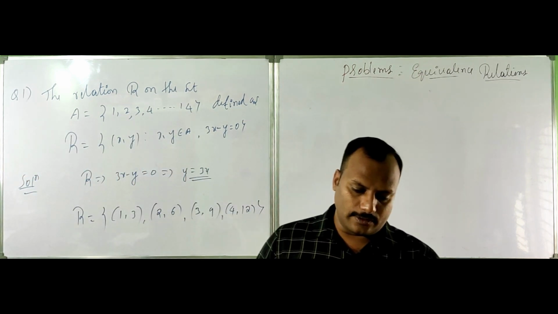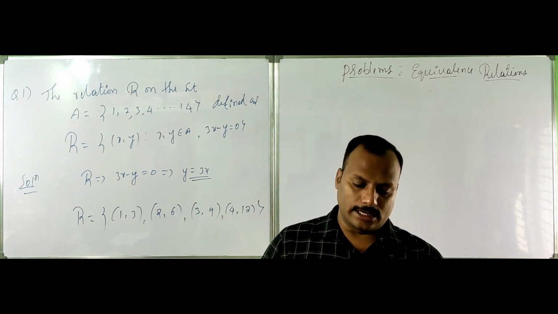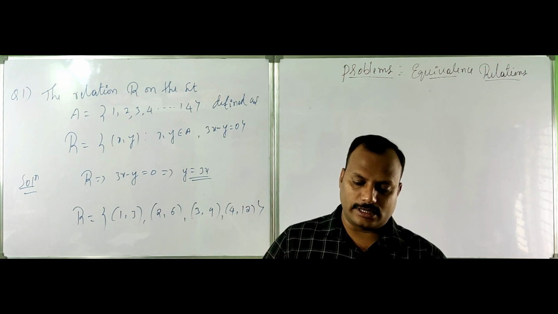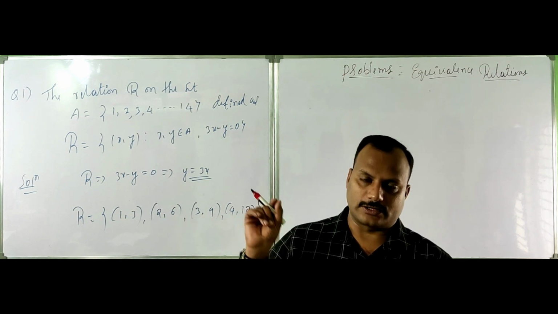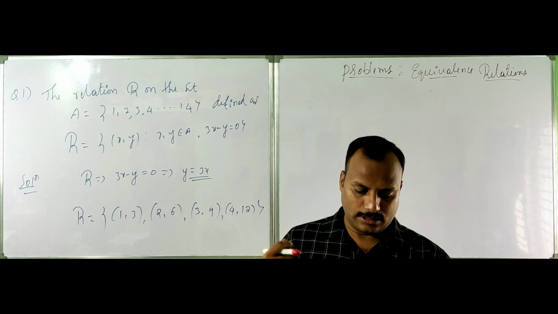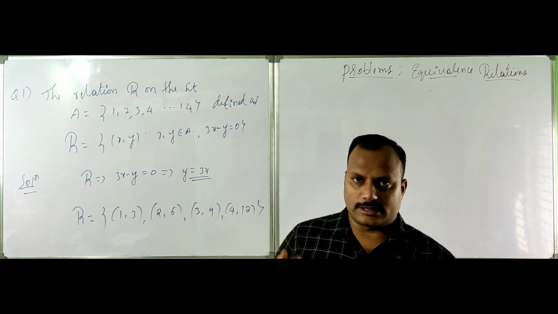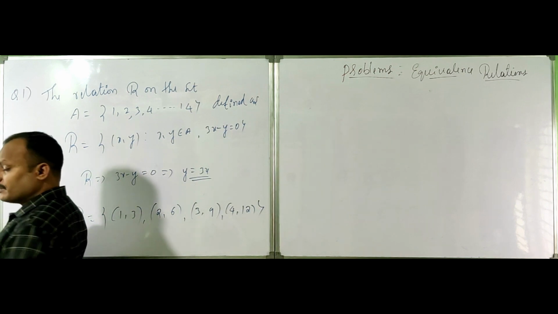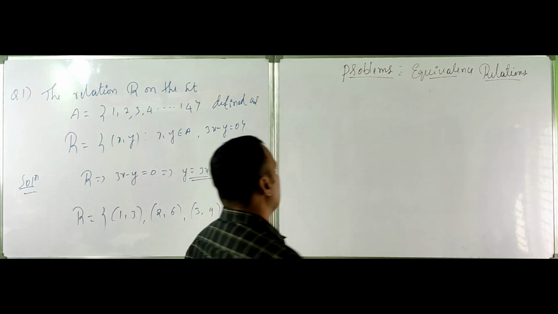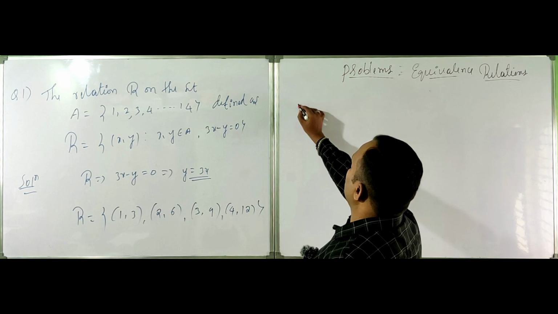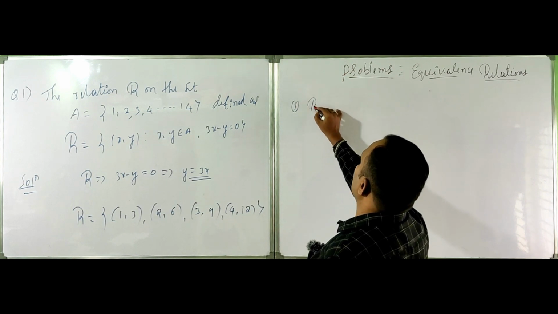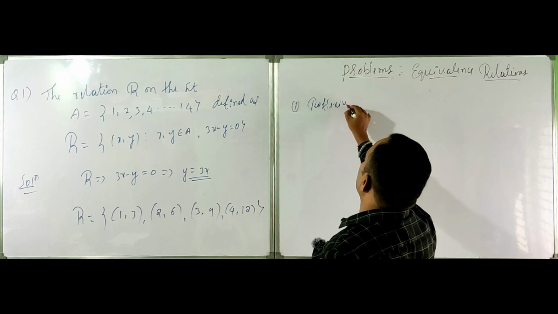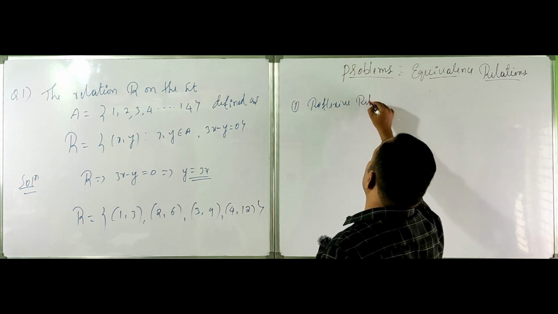Determine whether each of the following relations is reflexive, symmetric, transitive. First question, second question, third question. Our aim is to find out whether it is reflexive, symmetric and transitive. First one is the reflexive. You check the reflexive relation.